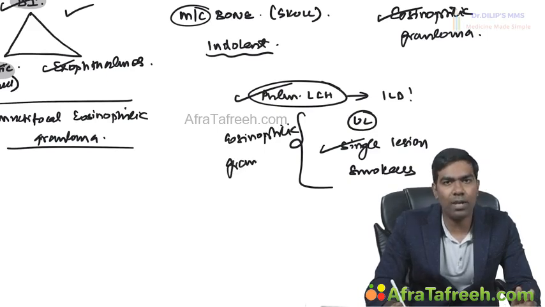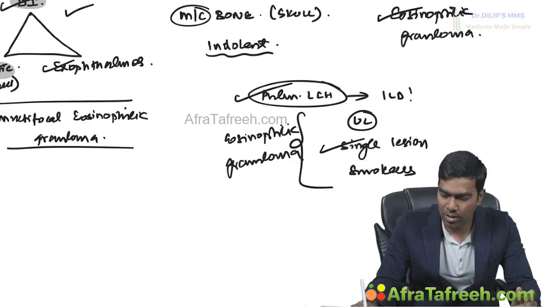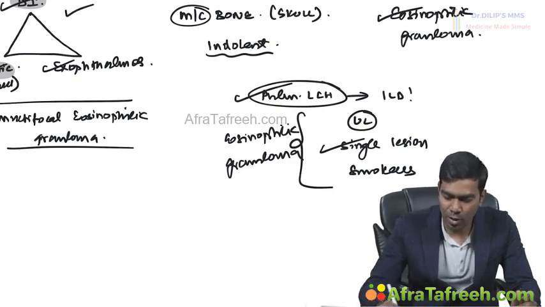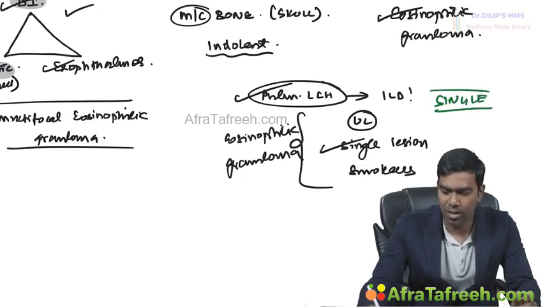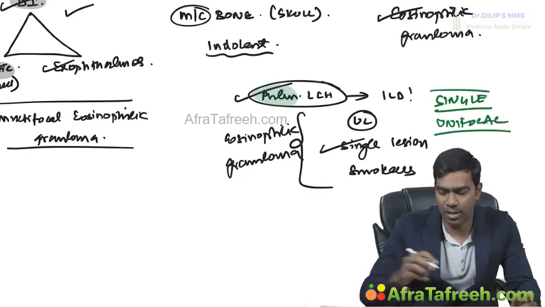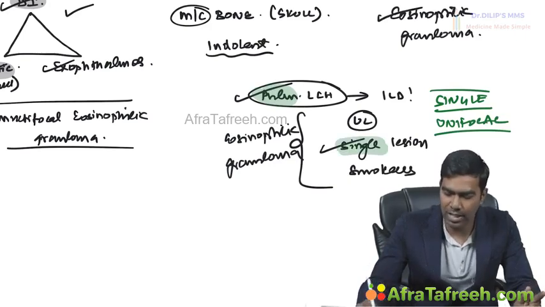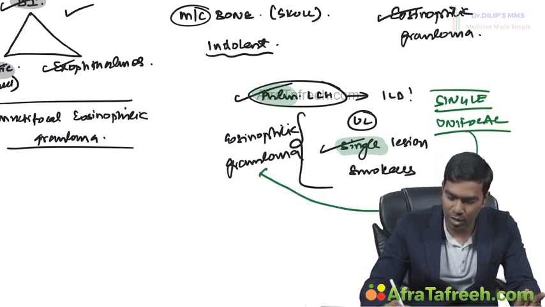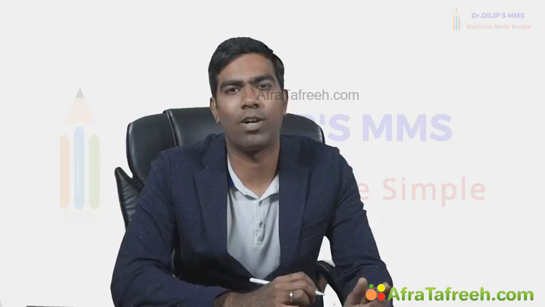Again, my general rule will apply here also, because even here you are seeing a single lesion, single system, unifocal lesion. That is, in the single system it's seen only in the pulmonary region, that's the lung, and it's a single lesion. That is why single unifocal lesions are also referred to as eosinophilic granuloma, because many students think that eosinophilic granuloma means it's only the pulmonary Langerhans cell histiocytosis.